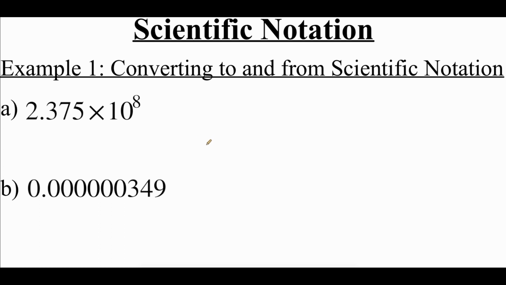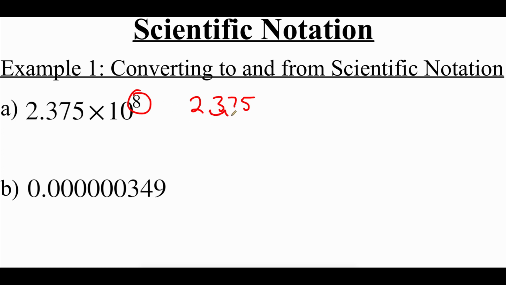So in this example, we're going to look at converting some numbers back and forth between scientific notation and decimal notation. In the first one, we're given a number written in scientific notation, 2.375 times 10 to the 8th, and we're going to take that and write it in its decimal form. So, 2.375. Now this 8 power means that this number is going to be getting bigger since it's a positive power, so we need to slide the decimal point 8 spaces.